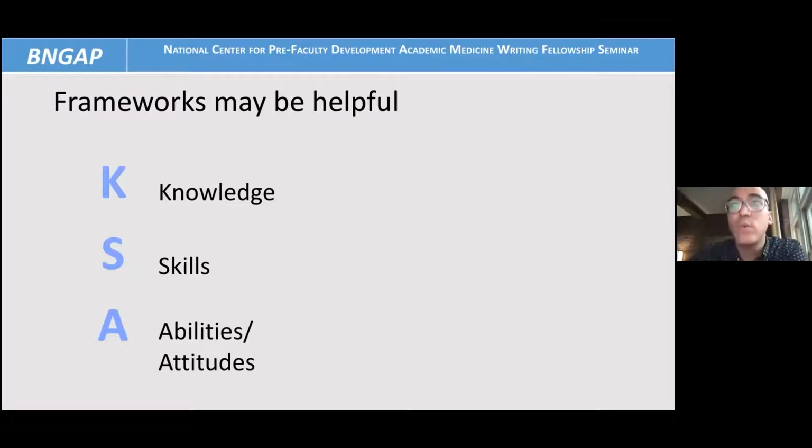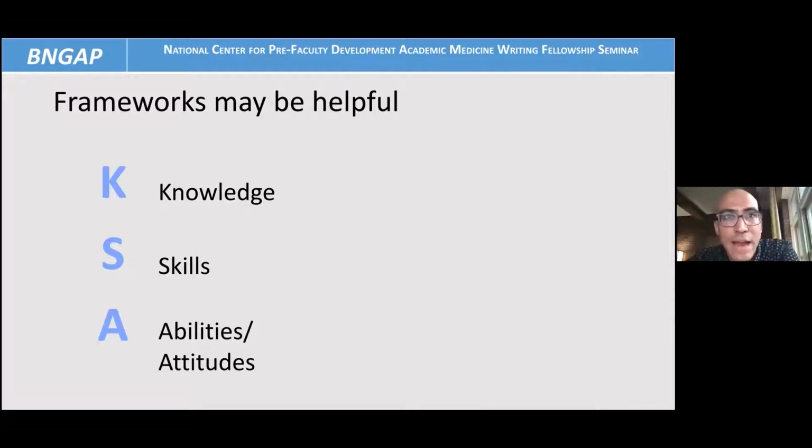So, I first wanted to jump into the KSA model. K standing for knowledge, S standing for skills, and A for abilities and attitudes. To go into them more deeply, the K or knowledge stands for the subjects, the topics, the items of information that someone should know, perhaps by the end of your evaluation or presentation.